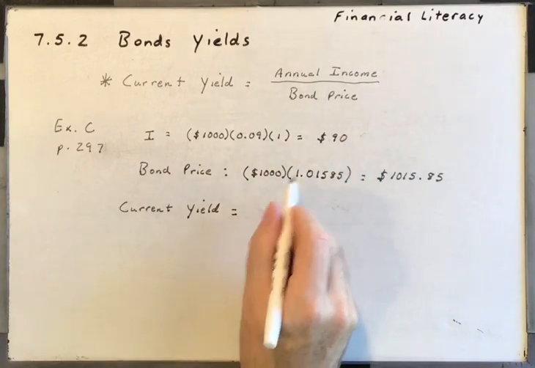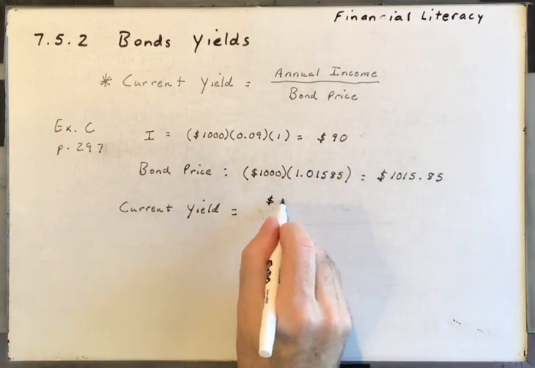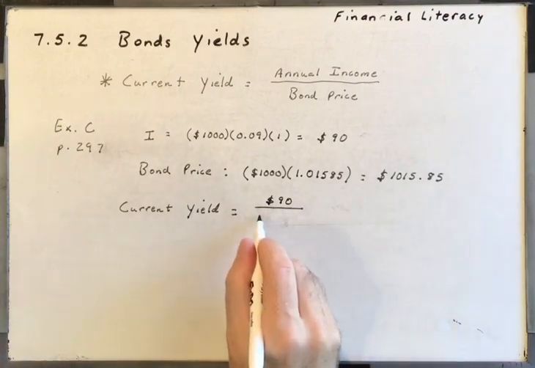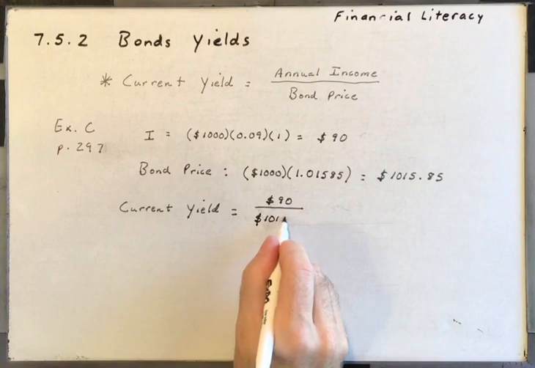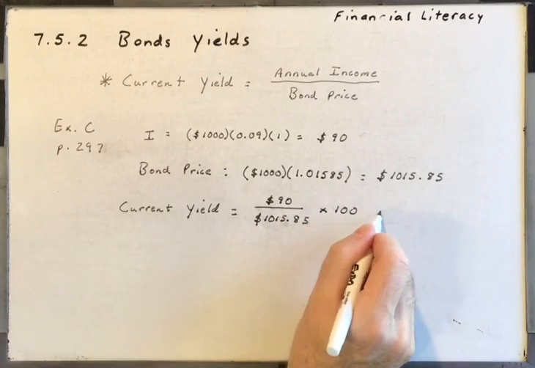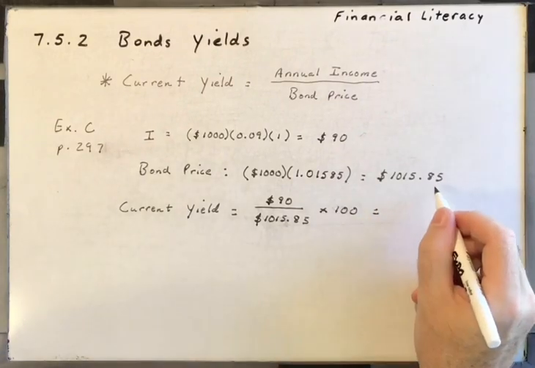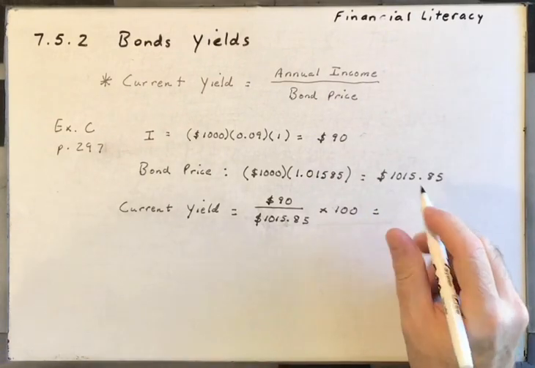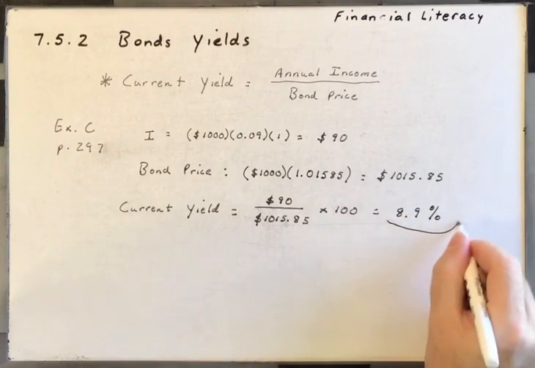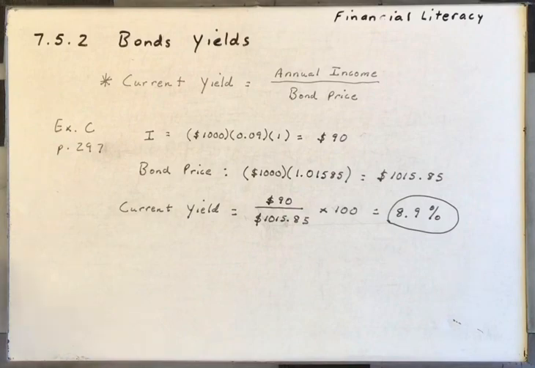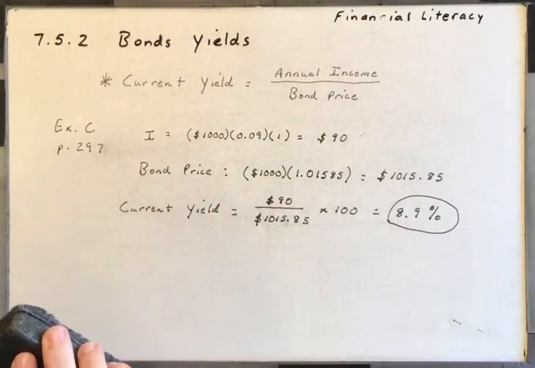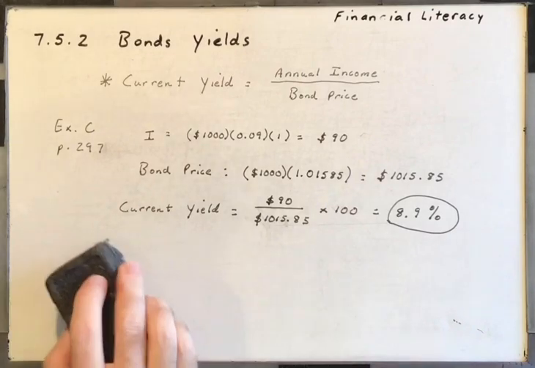So the current yield, you take the annual income, 90 simoleons, and divide it by the price of the bond, $1,015.85. We have to convert that to a percent. And because we paid a premium for the bond, it's going to be less than 9%. It's 8.9%. All right, let's take a look at example D.